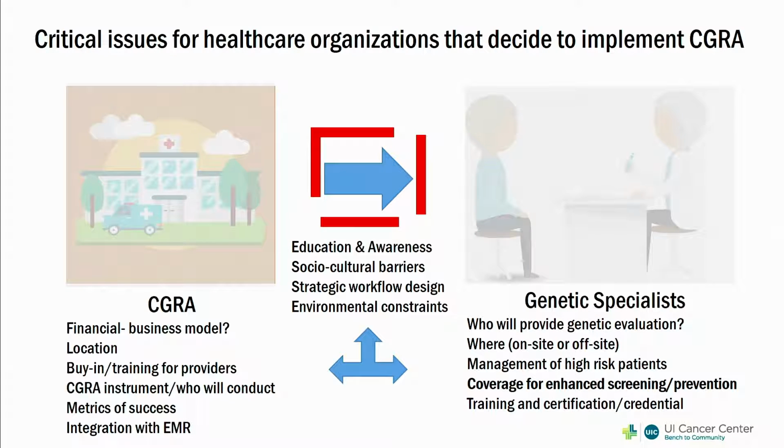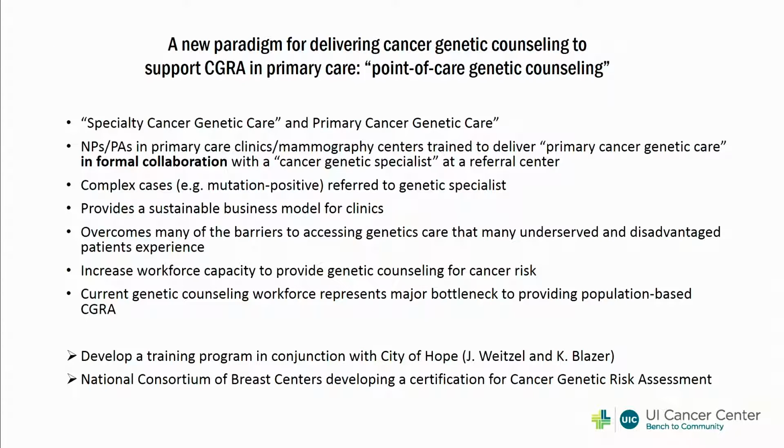What we've learned is that what you decide about the CGRA process and how you're going to do that, and what you decide about who will do the genetic specialty care, dramatically influences the success of getting the patients into the care they need. So all of these things are very much related, and you have to really think through all those pieces to come up with a system that's not only financially viable, but also will actually work. And so, my last slide.